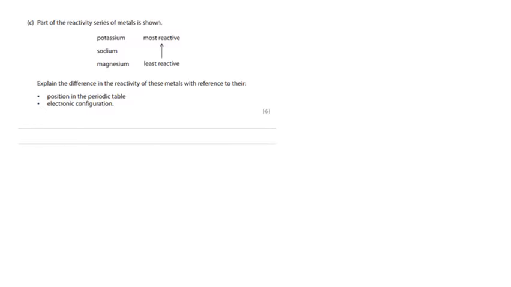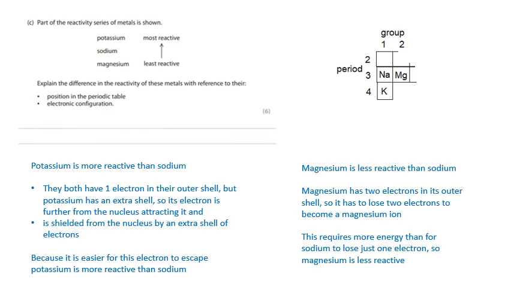So I'm going to show you my answer. First of all, I've done a little sketch. You don't have to do this, but basically looking at it, sodium and potassium are in group 1, whereas sodium is in period 3, potassium is in period 4. Sodium and magnesium are in period 3. So that's their positions in the periodic table.